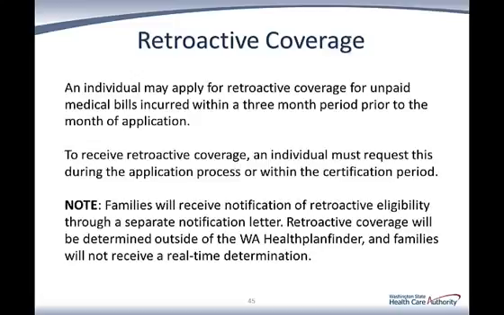Retroactive coverage requirements will continue to follow existing Medicaid rules. An individual may apply for retroactive coverage for unpaid medical bills incurred within a 3-month period prior to the month of application. To receive retroactive coverage, an individual must request this during the application process or within the certification period. Please note that families will receive notification of retroactive eligibility through a separate notification letter. Retroactive coverage will be determined outside of the Washington Health Plan Finder, and families will not receive a real-time determination.